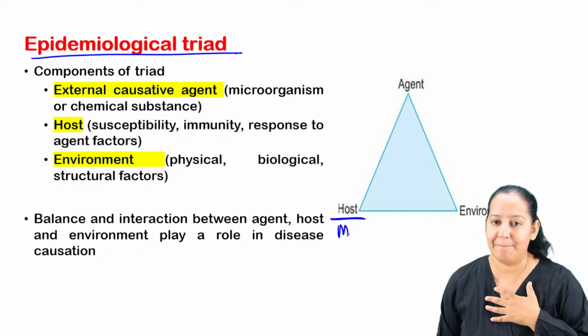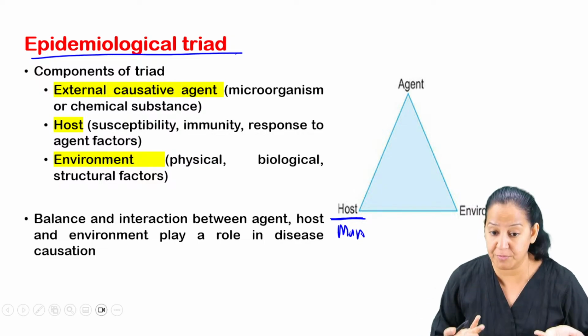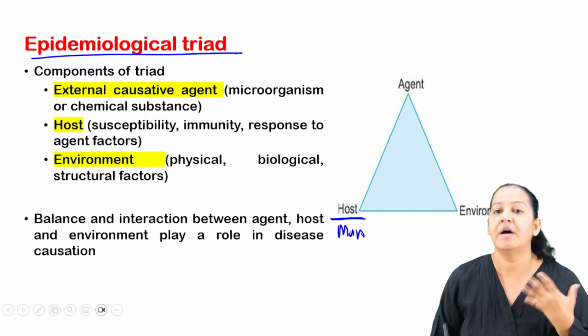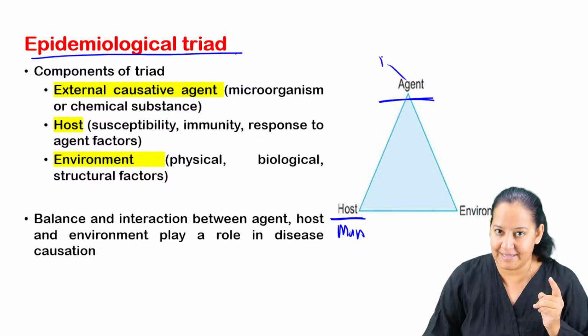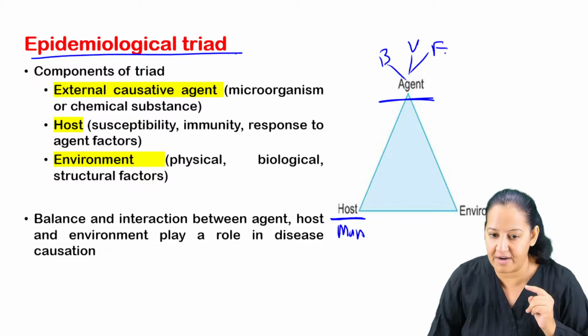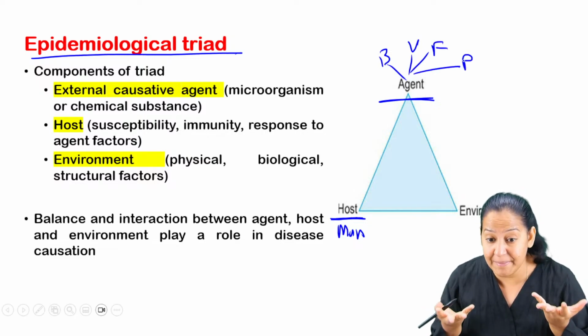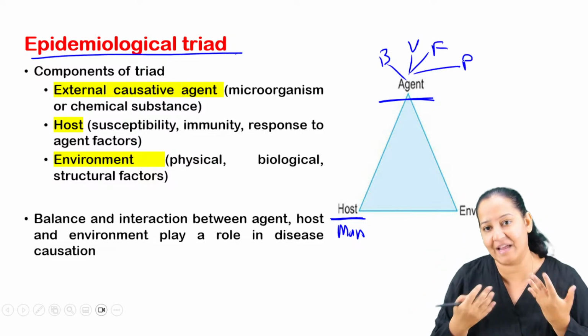So let's talk about the man. Man is a host. First there should be a man, in whom there is disease. Number two, there should be an etiological agent which can enter inside me and cause the disease. It can be bacteria, virus, fungus, or parasite. There should be some etiological agent that enters inside me and causes disease.